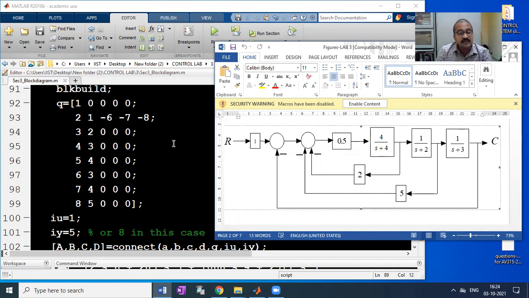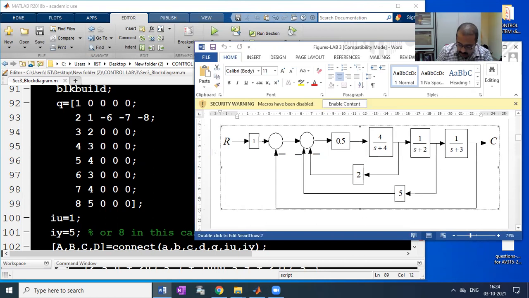Unless you define the connection matrix, MATLAB does not know which block is connected to what other blocks. So this connection matrix is important. Now, what is the aim? The aim is to find the transfer function between C and R, so you need to tell MATLAB what the input is and what the output is.